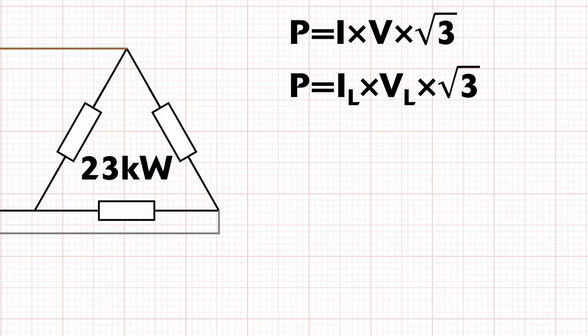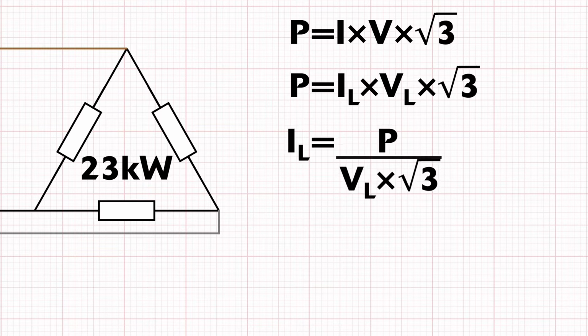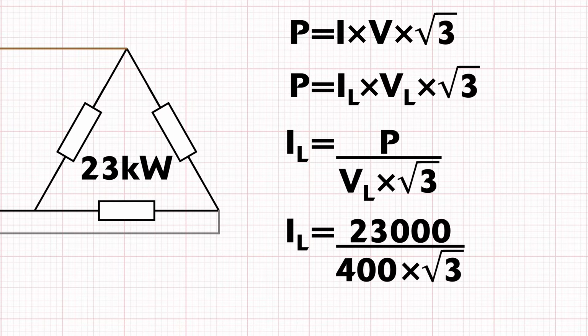So rearranging to find the current, our formula turns into this. I is equal to P divided by V times root 3. So line current equals the power divided by line voltage times root 3. Popping the numbers in, we get 23,000 watts divided by 400 volts multiplied by root 3. And the line current will be equal to 33.2 amperes, or in other words, a third of the current will flow in each conductor, which makes perfect sense because the power is being transferred between three line conductors, so a third of the current will flow in each.